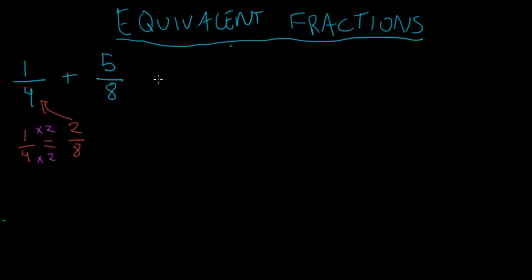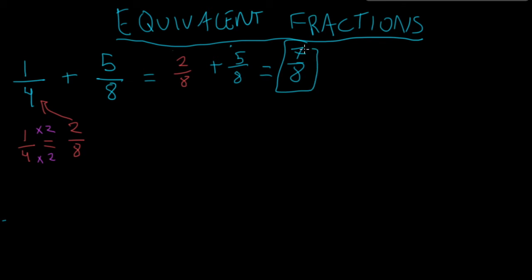So let's go ahead and do that. So we have our new problem, which is going to be 2 out of 8, 2/8 plus 5/8 is equal to 7/8. All right, and that's our answer. So we changed 1/4 into 2/8, and that allowed us to then add our fractions. All right, let's try another one there.